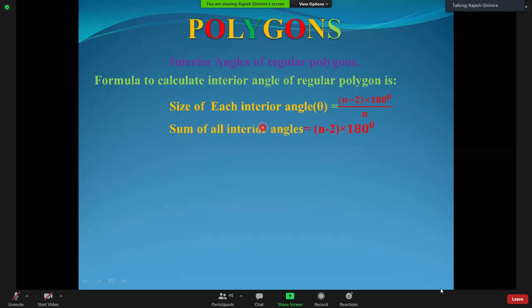The sum of all interior angles will be (n minus 2) into 180 only, not divided by n. The size of each interior angle will be (n minus 2) into 180 divided by n. We use this formula for each interior angle, and the sum of all interior angles formula will be (n minus 2) into 180 only.